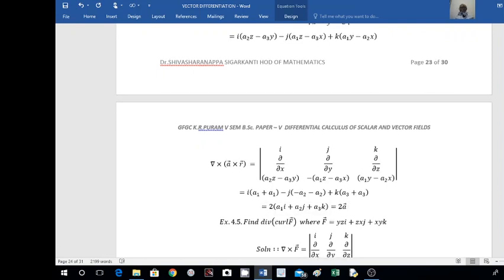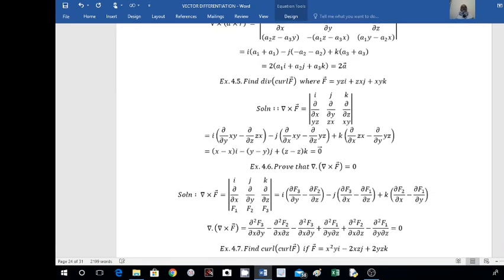Okay. Next example. Find divergence of curl f where f equal to yz i plus zx j plus xy k. Okay.